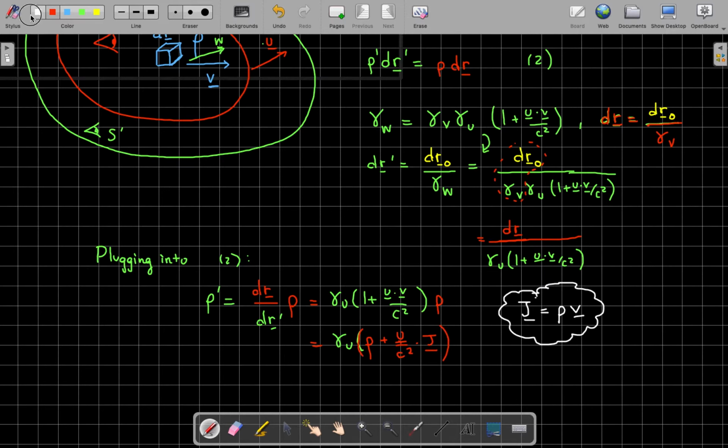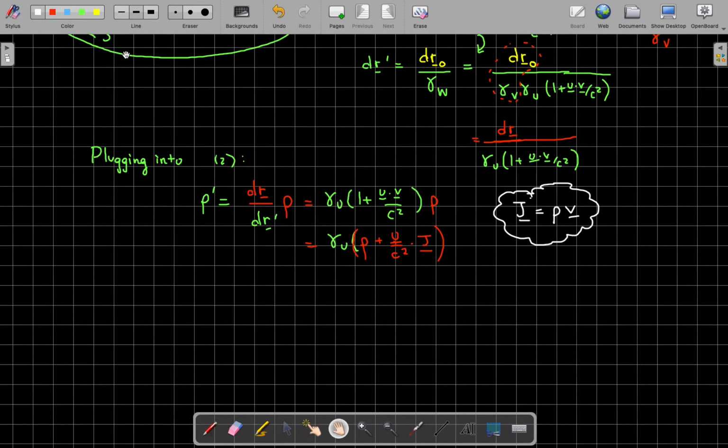Okay, let me write this in white because we've got our fundamental relation. So we have the transformation of charge densities. We have derived it, and it reads rho prime equals gamma u times rho plus u dot J over c squared.